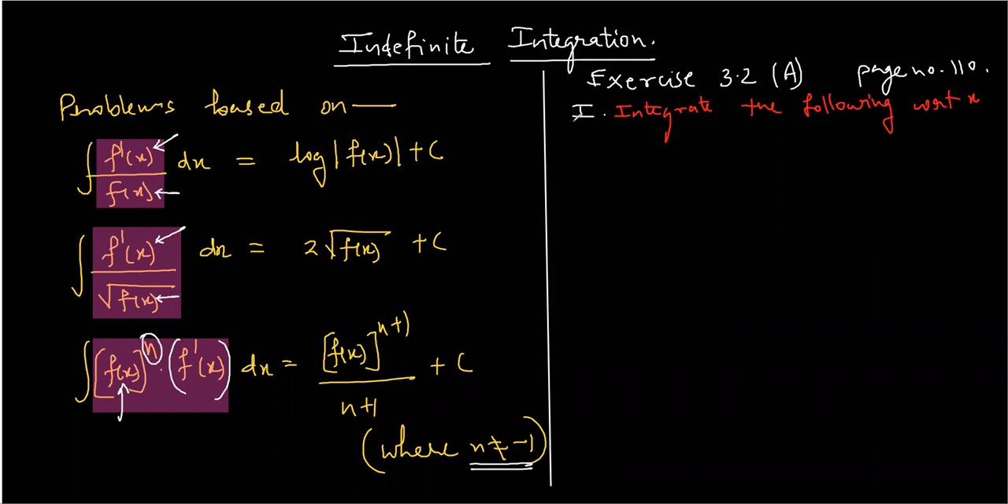Now the question is log of x the whole raised to n. I'm doing the first one, Roman 1, Arabic 1. In this exercise we have 25 questions. So the first one is log of x the whole raised to n upon x. I have to integrate this with respect to x. Integrate the following with respect to x. This is the first question.